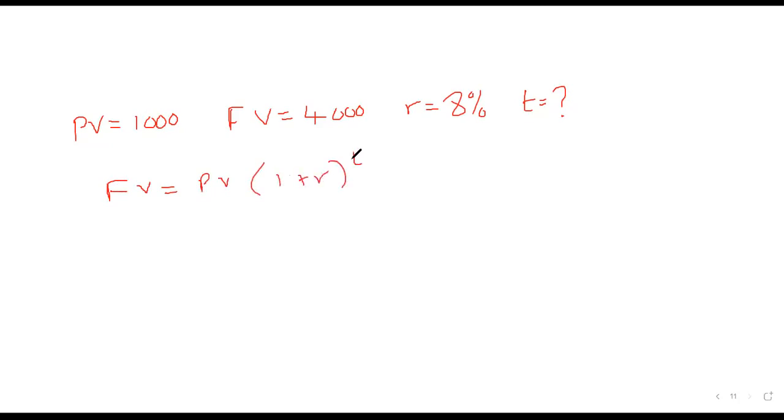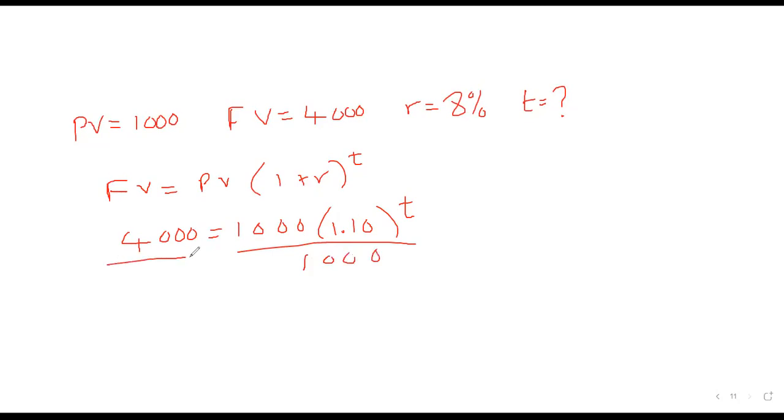So our future value is 4,000. Our present value is 1,000. Our interest rate is 10%. Our time is what we don't know. So we divide both sides by 1,000. What do we get? 4 is equal to 1.10 to the power time.